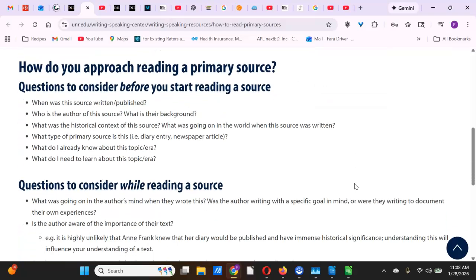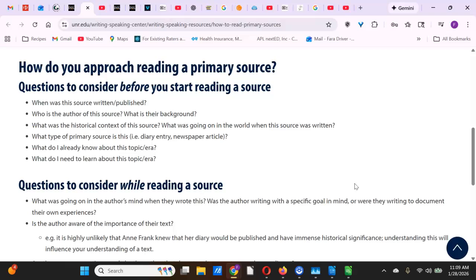So the way you go about doing a primary source is, before you read it, you want to consider when the source was written and published, who the author of the source is, what is their background. That doesn't mean just give me a name. It means tell me something about them. What was the historical context of this source? What was going on in the world when the source was written? As in, what's the big event, if it is about a big event, or what is literally going on in the world at this time?